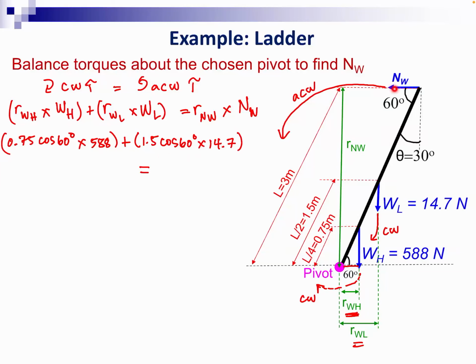For the anti-clockwise torque, we need to find the moment arm of NW. Again, if this is NW here along the horizontal, the moment arm should be perpendicular to NW and passing through the pivot. So the moment arm for NW will be the green line here. And so the green line can be solved as the hypotenuse, which is the length of the ladder, 3 meters, times sine 60 degrees, times NW.